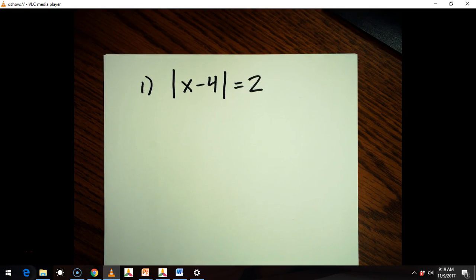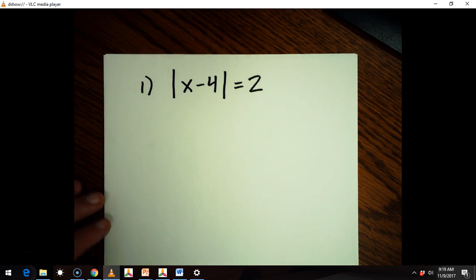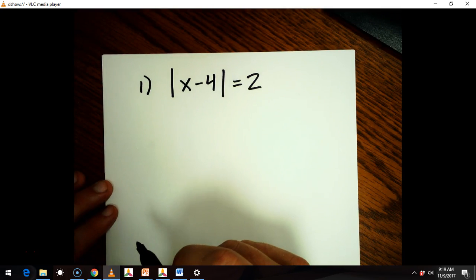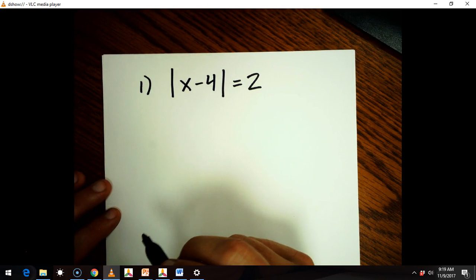Alright, so in this short video I'm going to be going over the three basic examples from class, and one will be absolute value with equals, one will be absolute value with less than, and one will be absolute value with greater than. So let's take a look at the first one, and you can just copy these down at the bottom of your notes and use them for class.